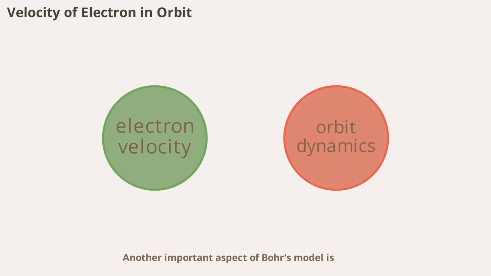Another important aspect of Bohr's model is the velocity of electrons in their orbits. Bohr derived an expression showing that the velocity depends on the orbit number and the atomic number of the element. Electrons in lower orbits move faster, while those in higher orbits move more slowly. This insight helps explain the dynamics of electrons and their interactions with the nucleus, as well as the energy changes involved when electrons transition between orbits.